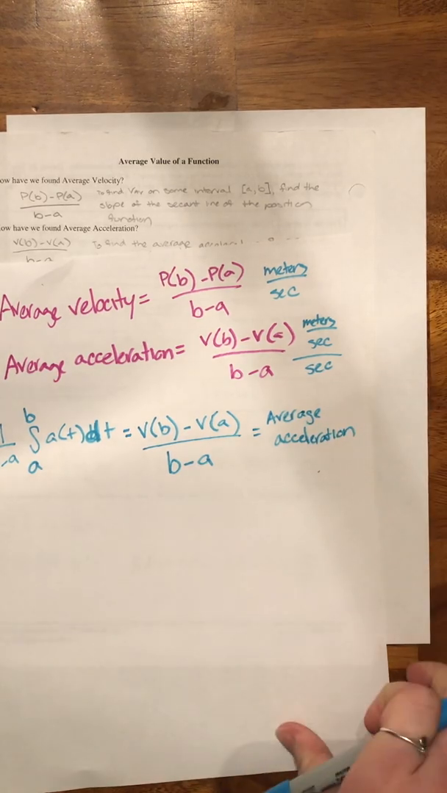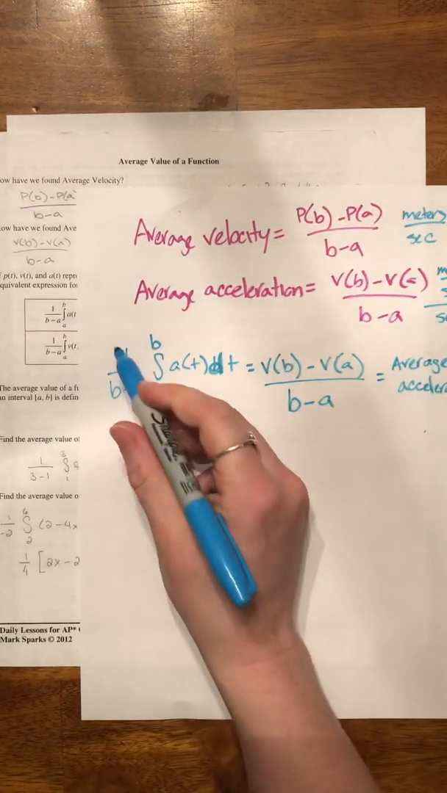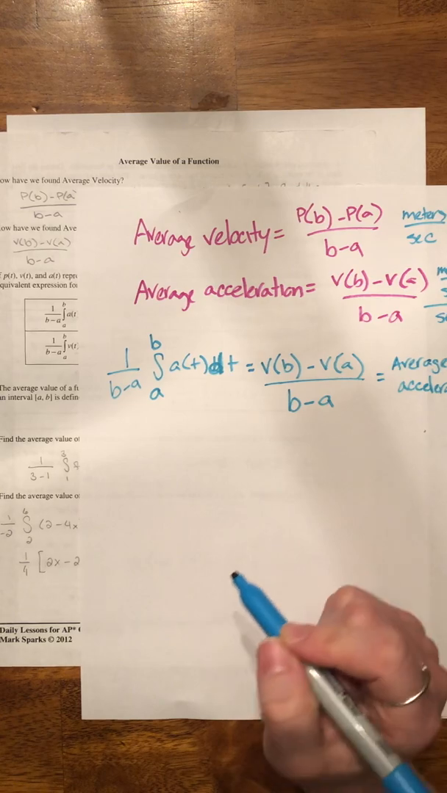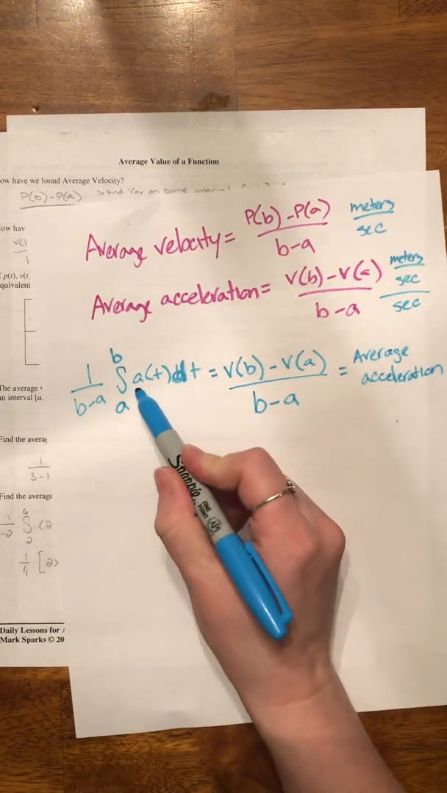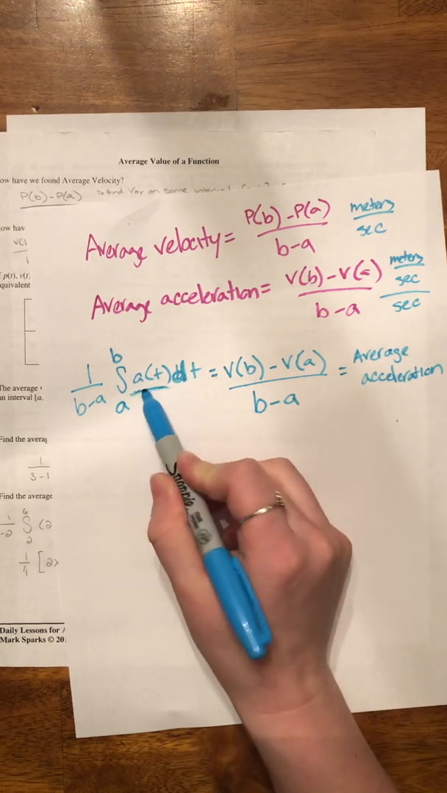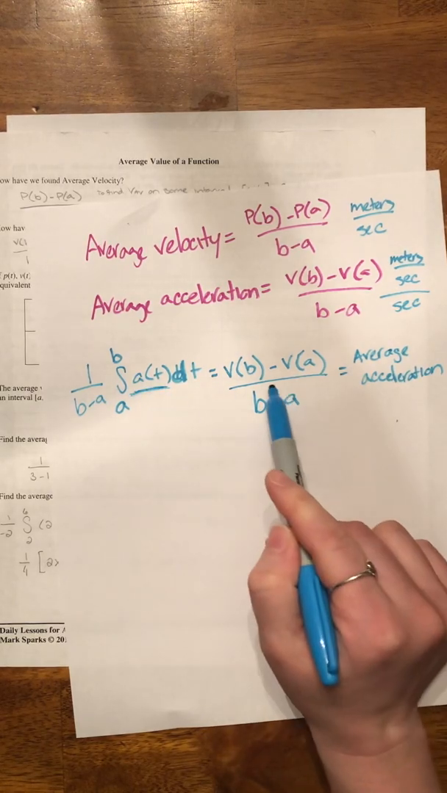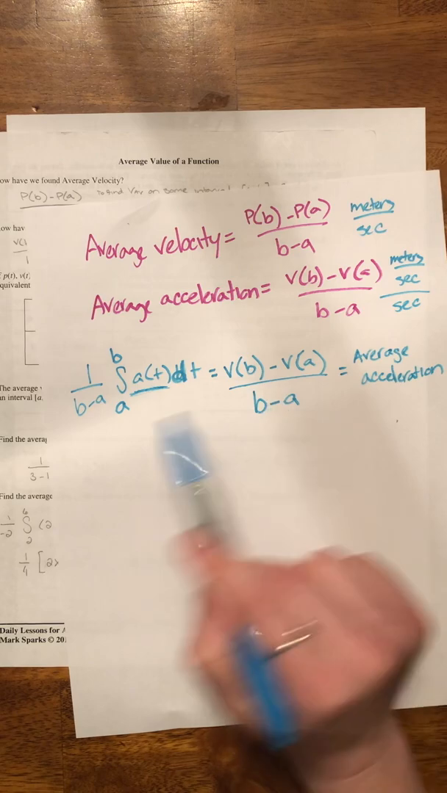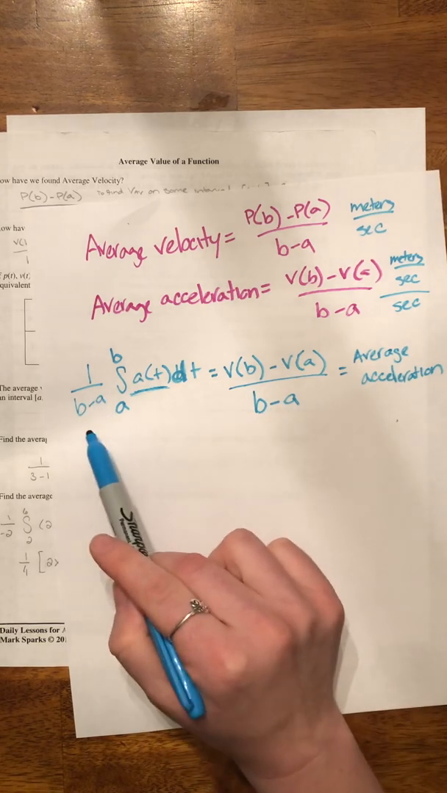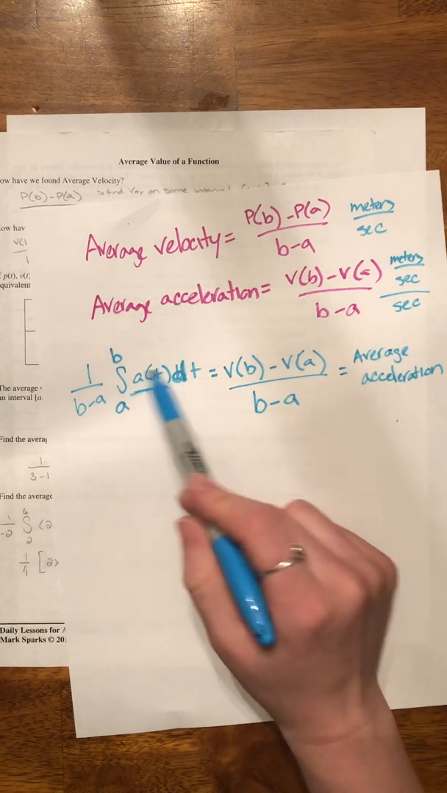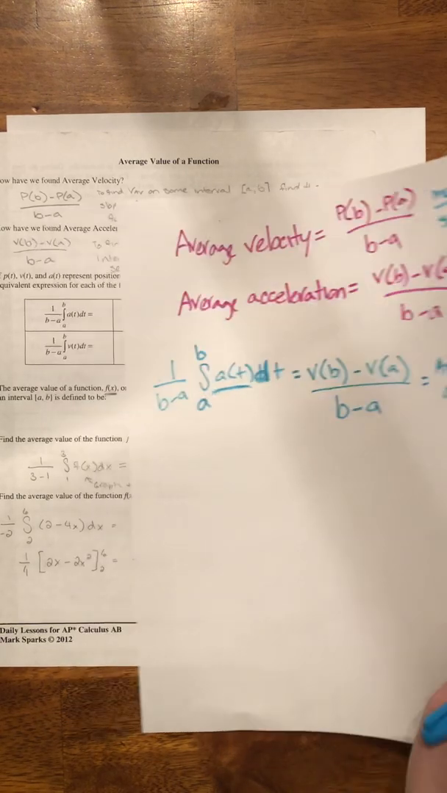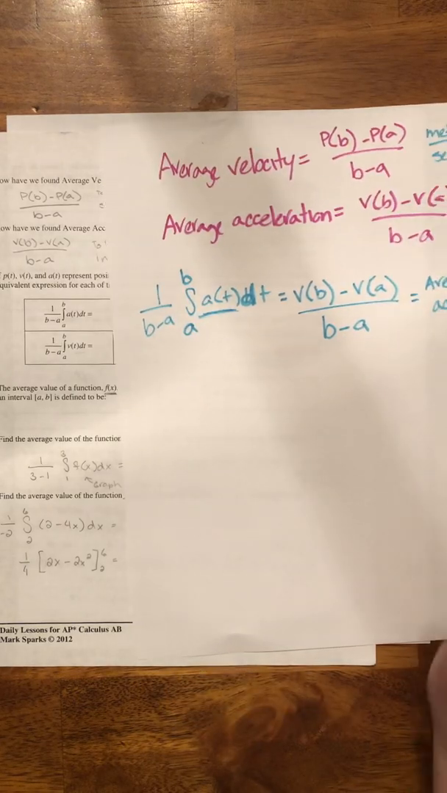So if you ever see something that has a 1 over b minus a in the front, or you're asked to find the average value of a function. This is my function a of t. I'm integrating it, which takes it back to v of b minus v of a. This is 1 over b minus a. This is going right here. So I'm back to average acceleration. I'm back to the average value of this function within the integral. Okay, let's try it with another one to make sure it works.